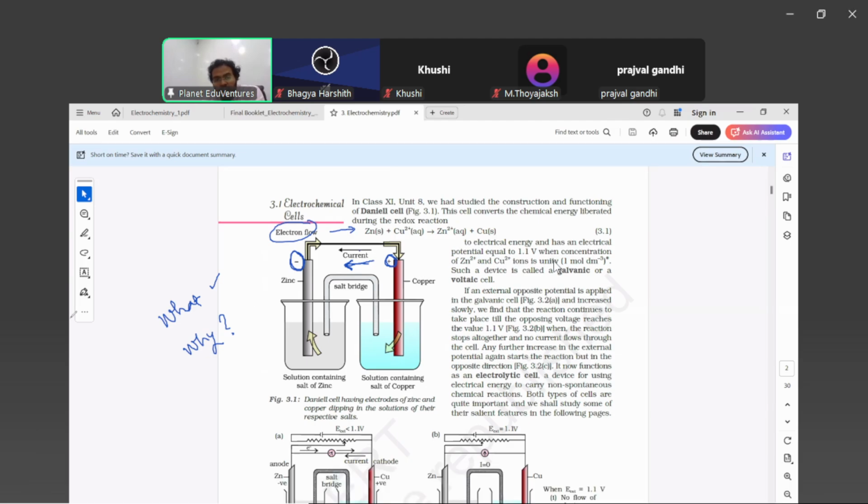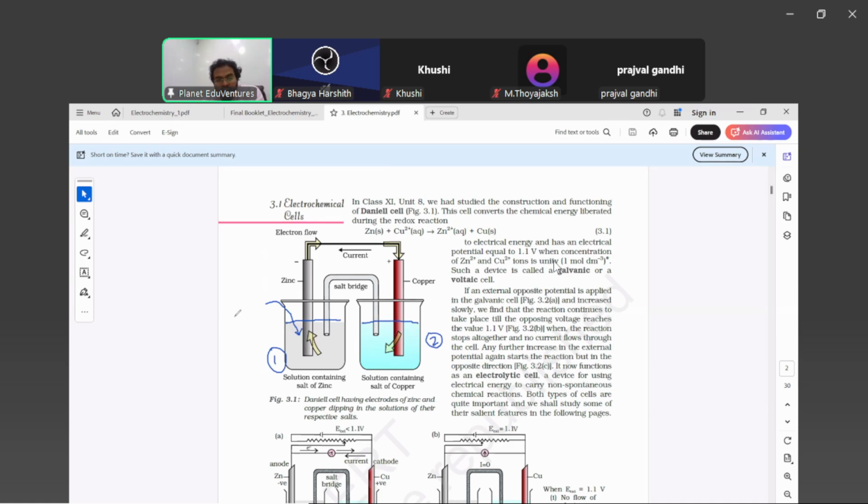So what all is needed in order to make this battery? If you see carefully, you need two beakers. You can see beaker number one, beaker number two, and you need water. So you'll put water in both the beakers. Water डाल दिया.